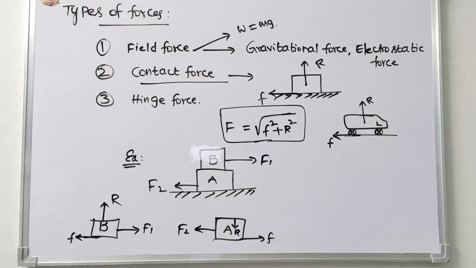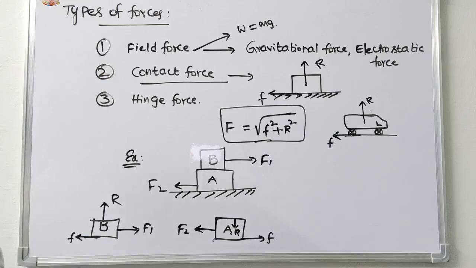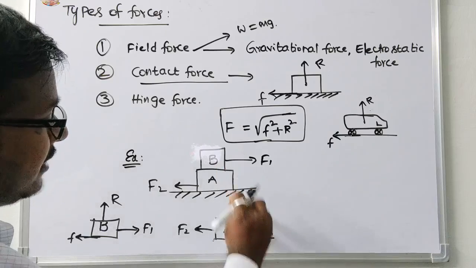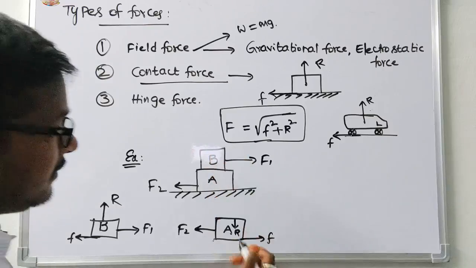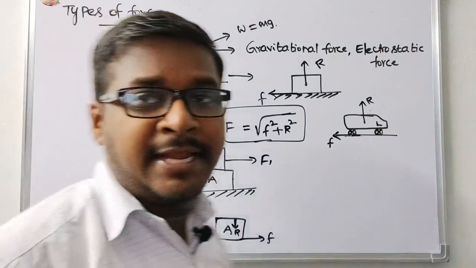because the normal reaction is the component of contact force perpendicular to the surface. So normal force is a dependent force. It comes into role when one surface presses the other. That's why the reaction force acts in the downward direction.